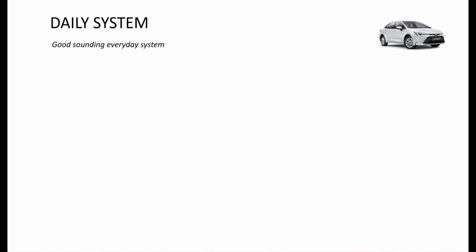Okay, so next we're going to move on to our daily system. So this is a solid car audio system that will sound good, but won't be at sound quality competition level, just decent, good sound, a pretty solid little system in an everyday car. So what can we expect in terms of cost and build time? Well, once again, it depends on what you want. But for example, you might decide that you want a new head unit with some extra features. So you're going to replace the old unit with something a little more modern.